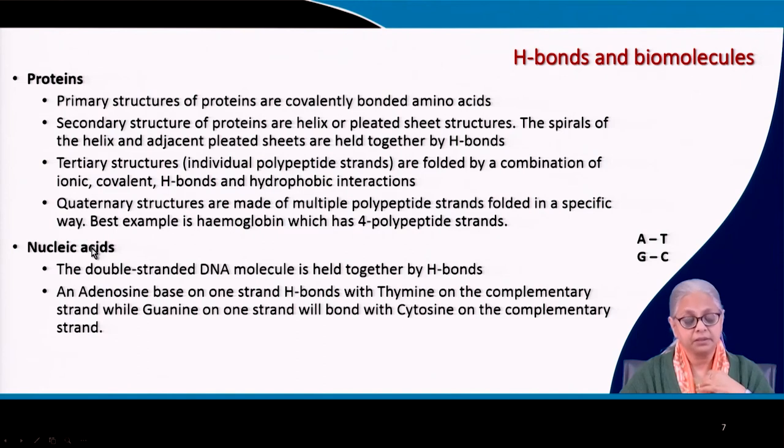Then we come to nucleic acids. Nucleic acids are either DNA or RNA, and we will take a look at both of them in the second half. The DNA is a double-stranded molecule. I'll show you the structure in the second half, where complementary nitrogenous bases, adenine, will bond to thymine on the adjacent strand. So you have two strands, adenine on one will bond with thymine on the other. Guanine on one will bond with cytosine on the other, and these bonds are hydrogen bonds.